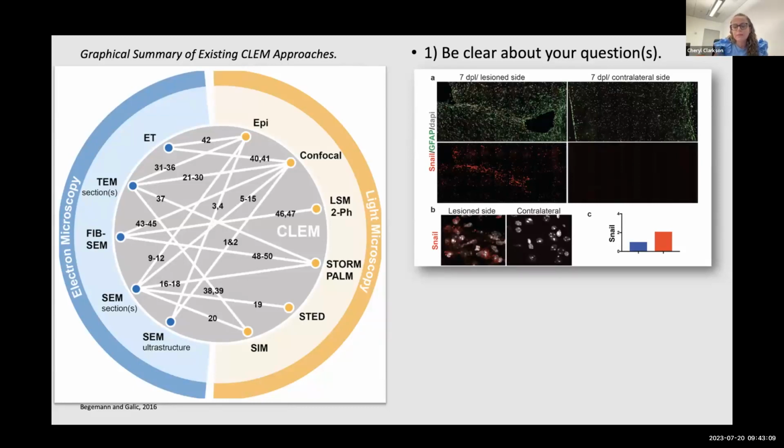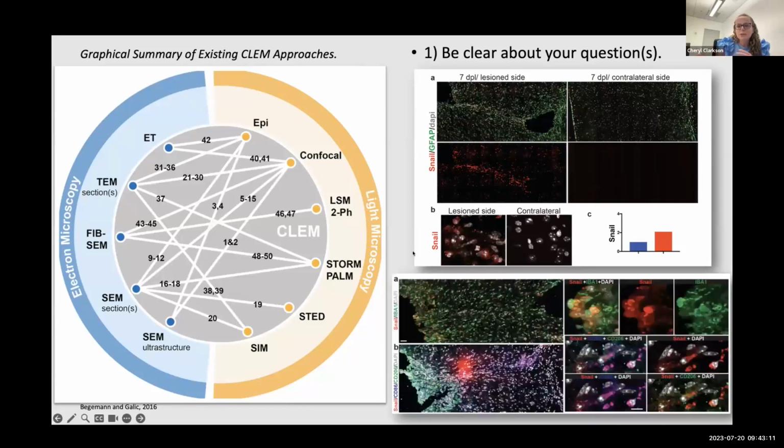Before going to CLEM, for sure, we went to easier methods, like colocalization with different markers. Are these neurons? So we used markers for neurons, astrocytes, microglia, macrophages, pericytes, endothelial cells, everything you can imagine. What we found was colocalization with microglia and macrophages, but it was not really super specific. So we tried to go more in depth, using pro-inflammatory and anti-inflammatory markers, and it was still not super specific.